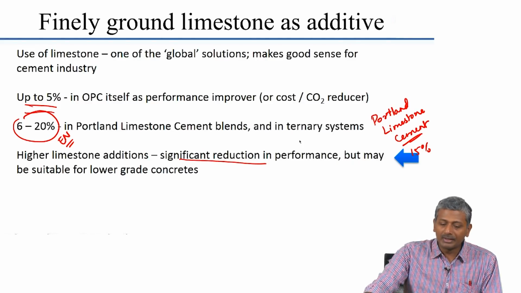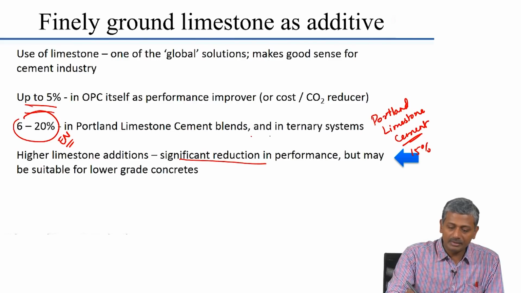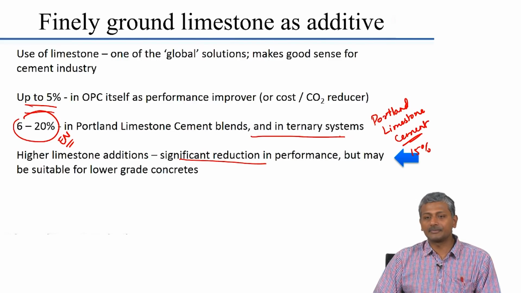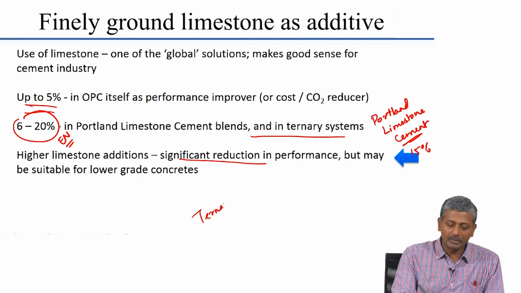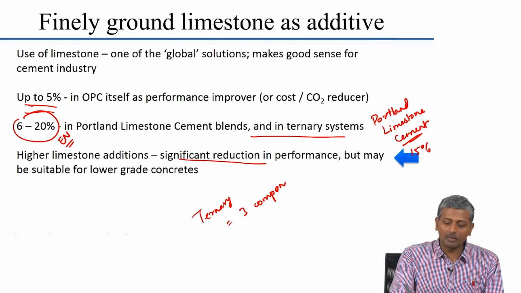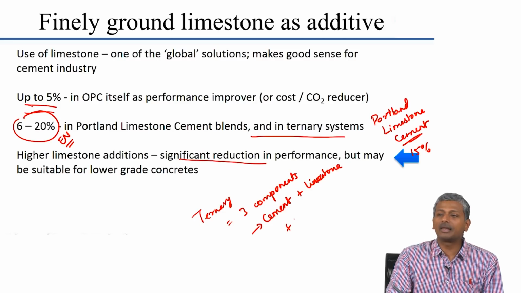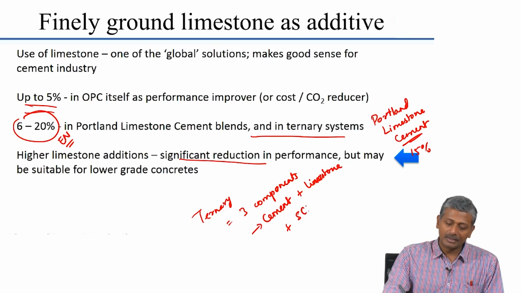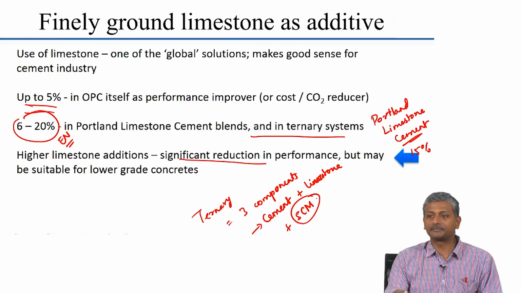What we will talk about is the use of limestone in ternary systems. So, ternary implies how many components? 3 components. So, that means of course one component has to be cement plus limestone plus what? Mineral additives like fly ash or slag or metakaolin or silica fume, right. So, there the third component is your supplementary cementing material.